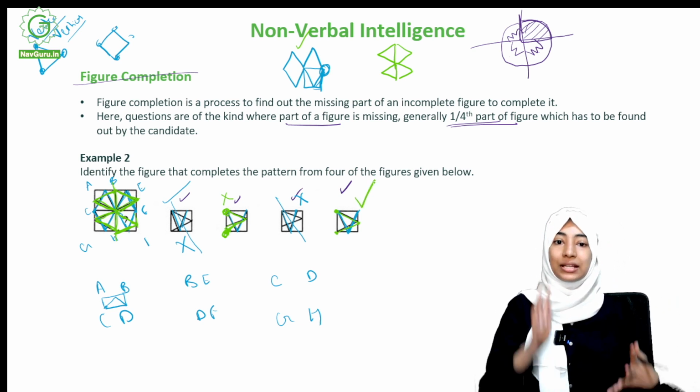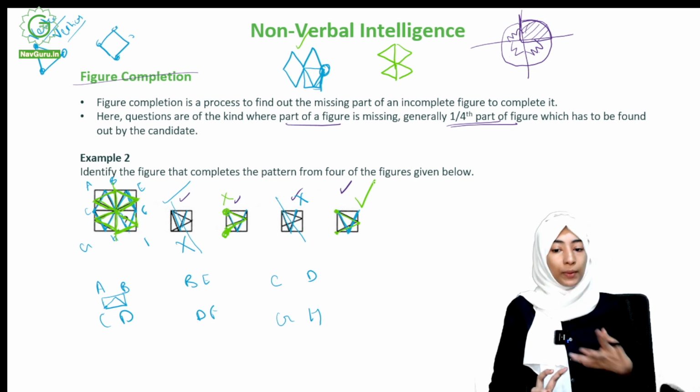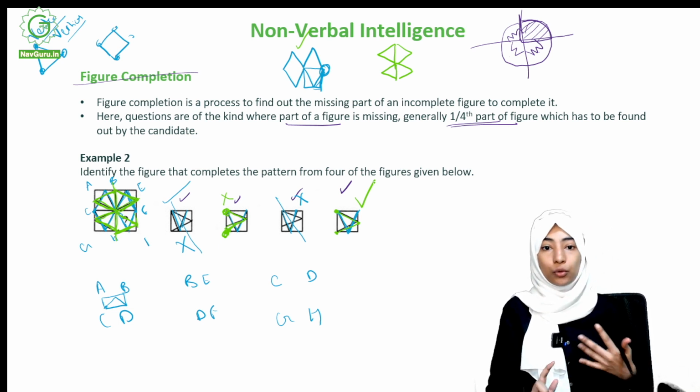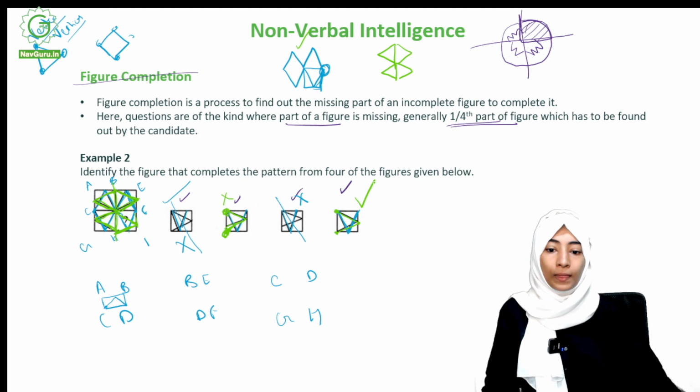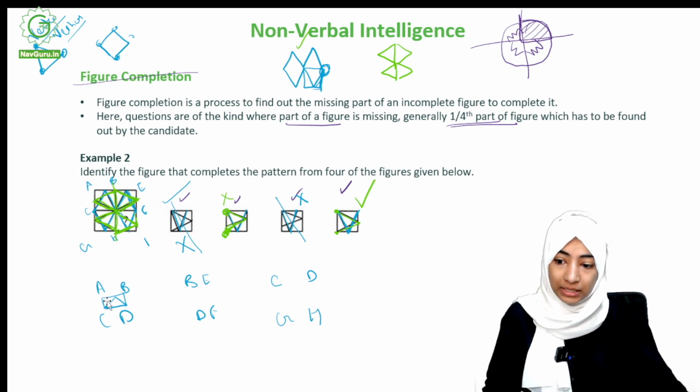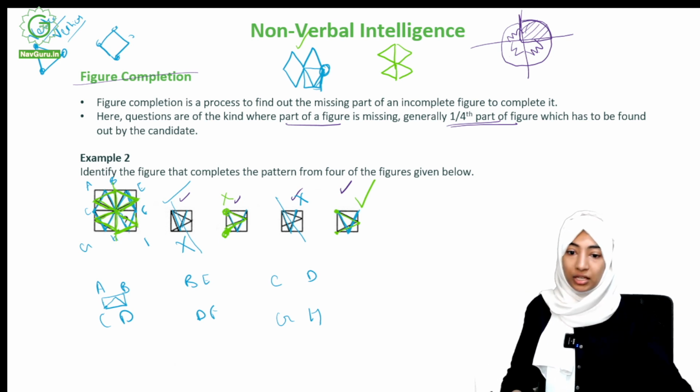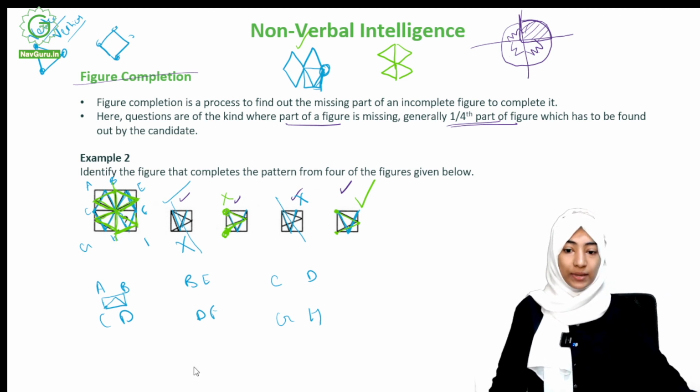So the explanation has actually taken a lot of time, but when you do this question, it won't take you that much time to figure out the answer. The explanation is what is time consuming. Doing the question, finding the answer is not that time consuming. So that's what we have done with this first figure. We have completed the figure. This is how figure completion questions are usually like.